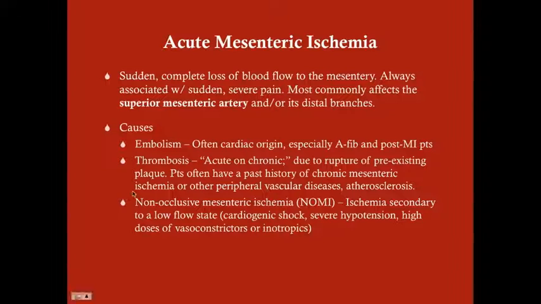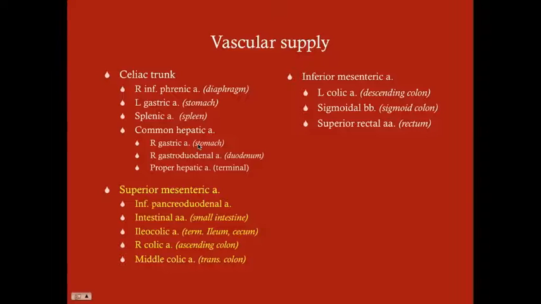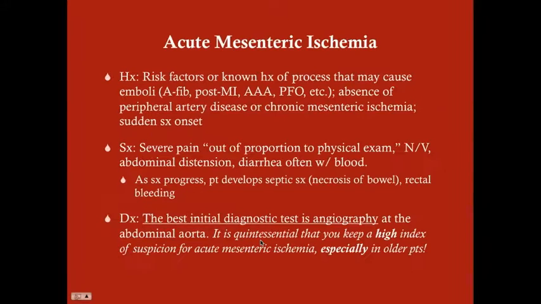So embolism, thrombosis, and non-occlusive mesenteric ischemia. These are your three causes of acute mesenteric ischemia. But like I said, most commonly it's due to an embolism. All right, so remember that your superior mesenteric artery is most commonly implicated. And usually it's going to be distal, where it's going to cut off the ileocolic, right colic, and middle colic. So it's going to affect not so much your small intestine, but mostly your large intestine.